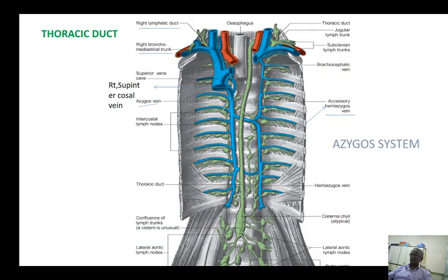The thoracic duct starts from below, at the upper end of the cisterna chyli. It goes upwards on the right side, then turns to the left, and ends on the left at the junction of the subclavian and internal jugular veins.